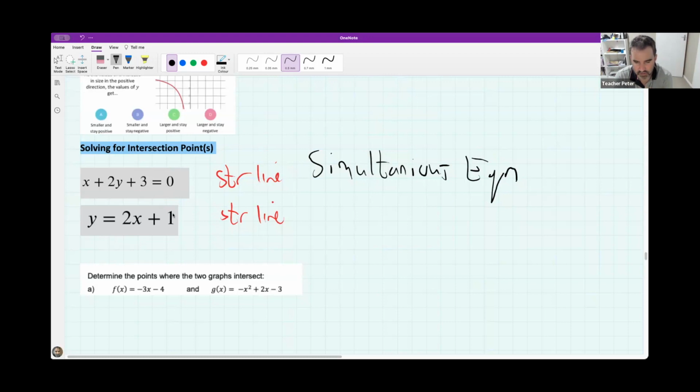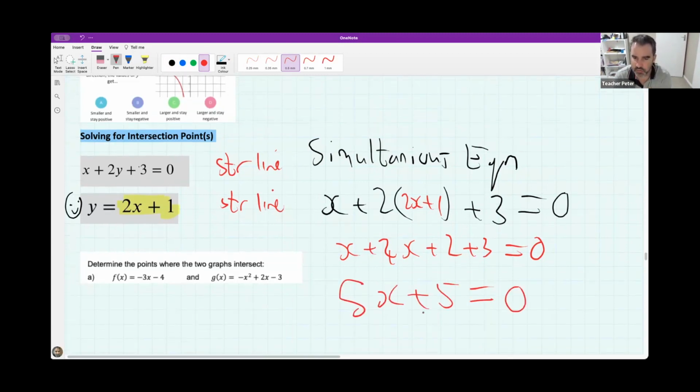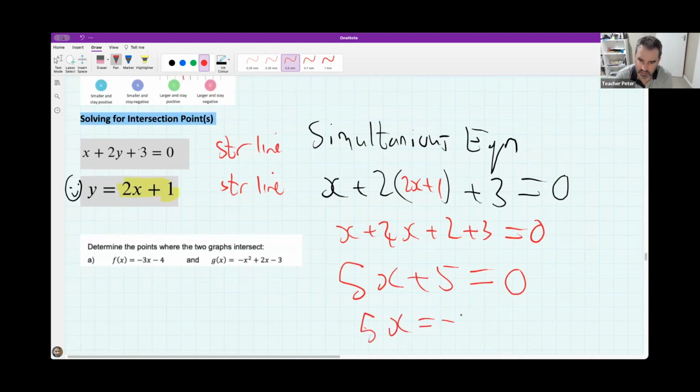The method I like for most simultaneous equations is take the easy one, in which case it's this one, and sub it into the hard one. So I'm going to say x plus 2 times something plus 3 equals 0. And the thing that I'm subbing in is the easier equation, which is going to be this one, 2x plus 1. Then what I do is I multiply that out. And I'm going to get x plus 4x, so I get 5x plus 5 is 0. I get 5x equals -5, and then I get x is -1.